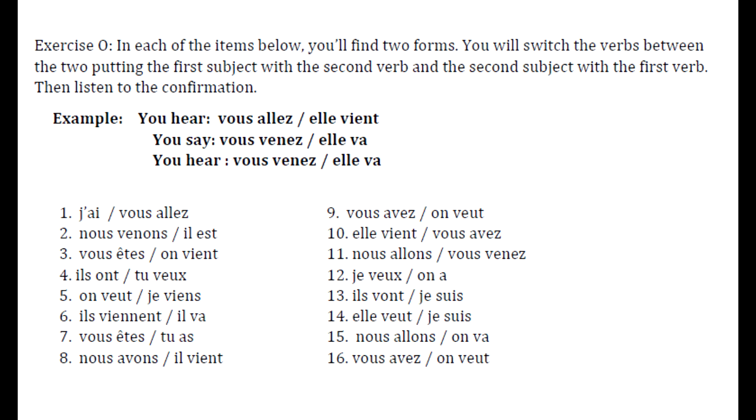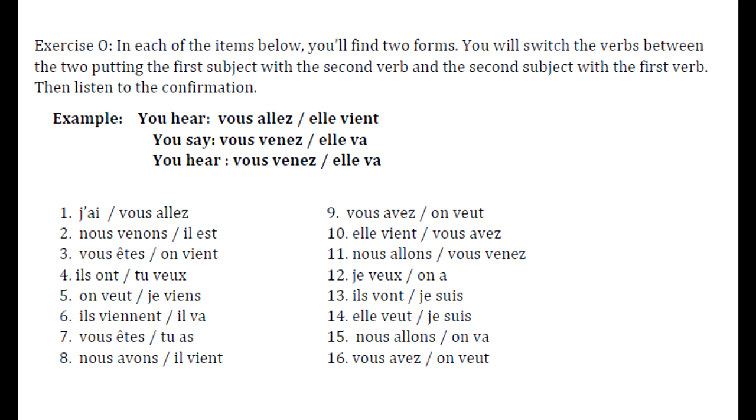Exercise O. In each of the items below, you will find two forms. You will switch the verbs between the two, putting the first subject with the second verb and the second subject with the first verb, and then listen to the confirmation. For example, you hear vous allez, elle vient. You say vous venez, elle va. And then you hear the confirmation, vous venez, elle va.